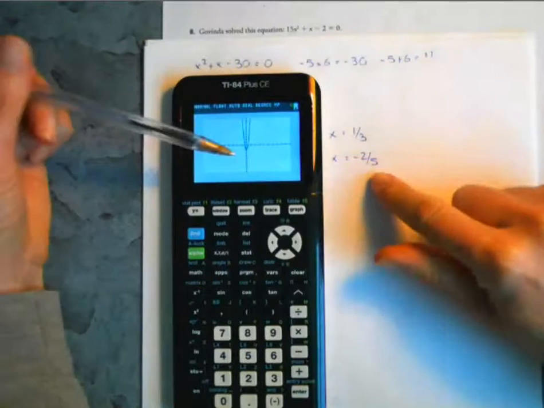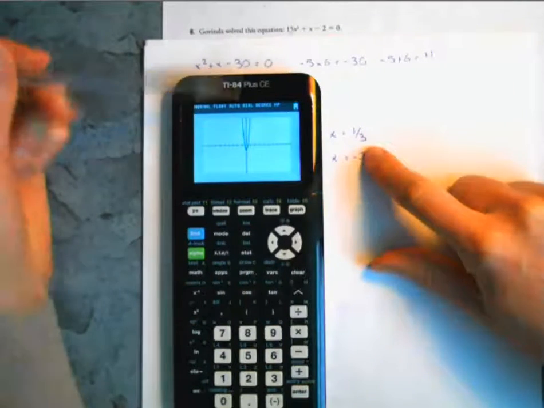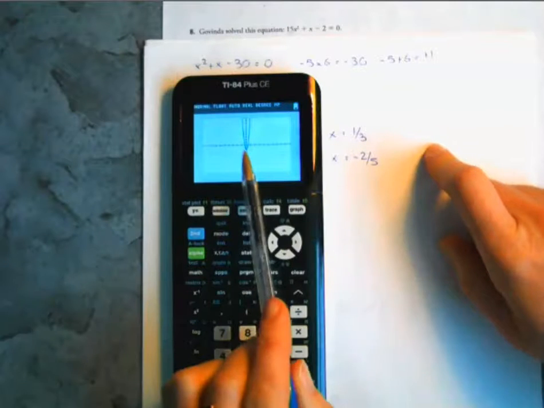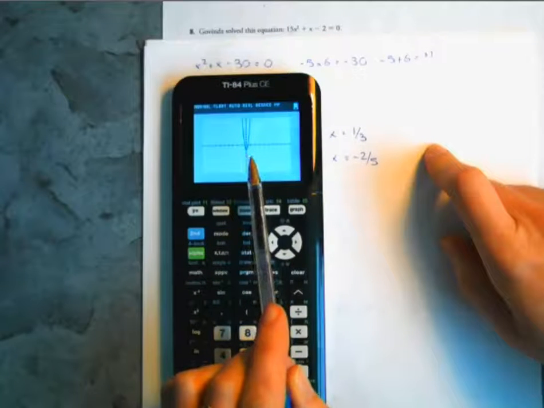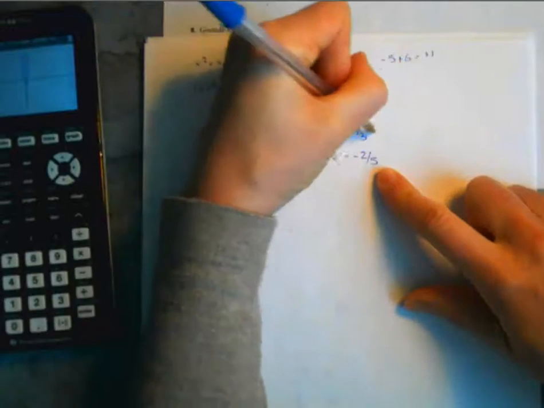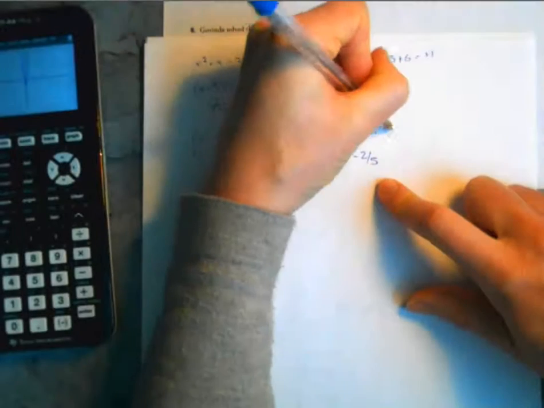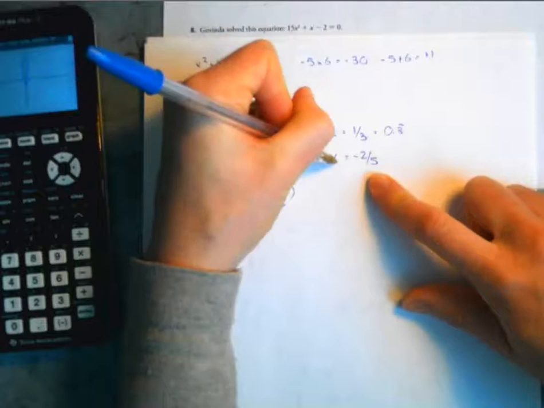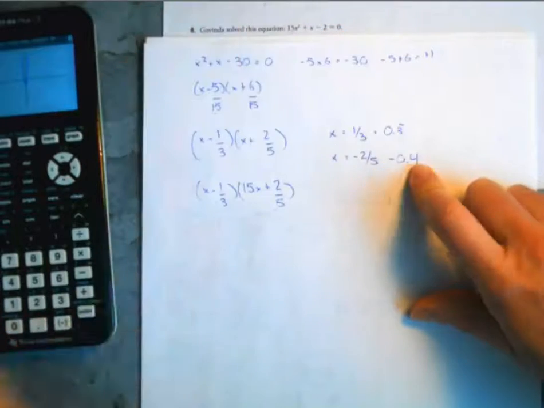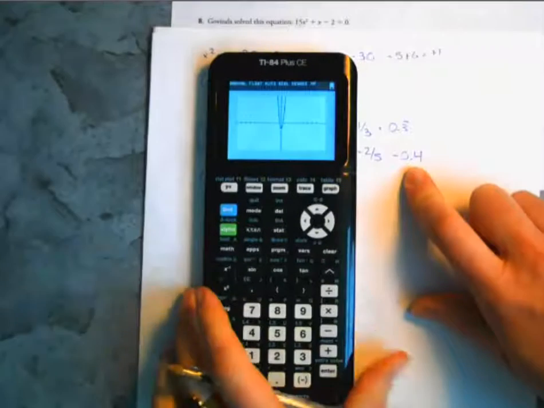And then what we want to do, this one is pretty hard to see, especially because these are decimals. So what you might want to do, because what this is going to calculate is the decimal value if you try to do a trace, is in your calculator do 1 divided by 3, which gives you 0.3 repeating, and negative 2 divided by 5 gives you negative 0.4. So those are the values that you should trace if you go in.